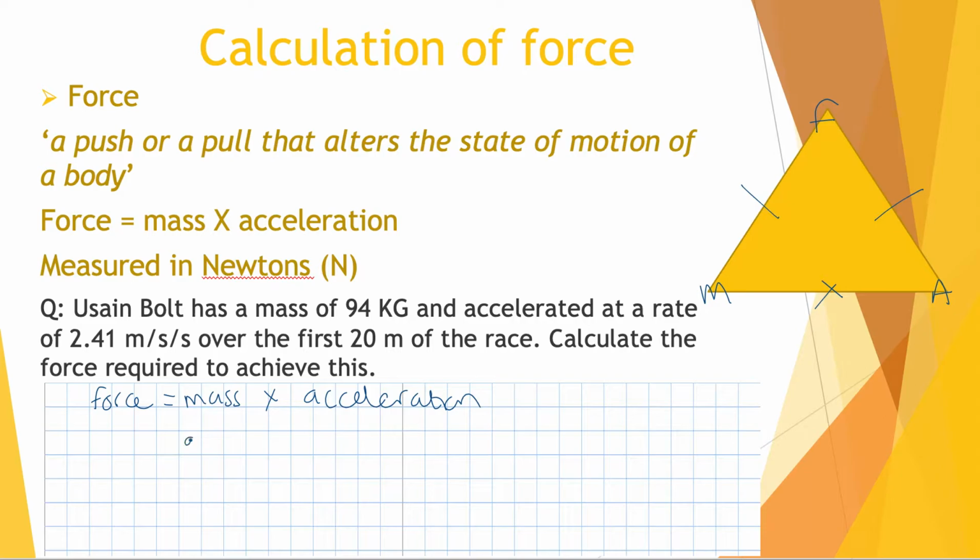So we're going to put in the figures. Mass is 94 and we're going to times that by acceleration, which is 2.41. And that's going to give 226.54, and then really important, the units, which in this case is newtons. Okay, we must not forget. Now if we were marking this question, we'd have picked up a mark right at the top for knowing the equation, and we'd then pick up a second mark for coming out with the correct answer in the end.